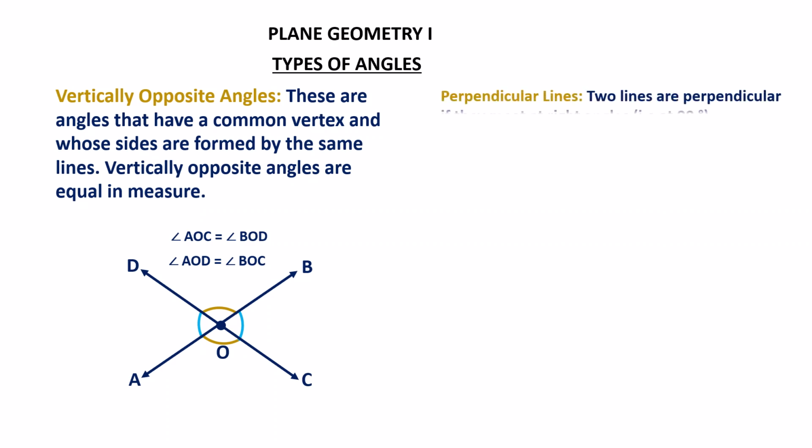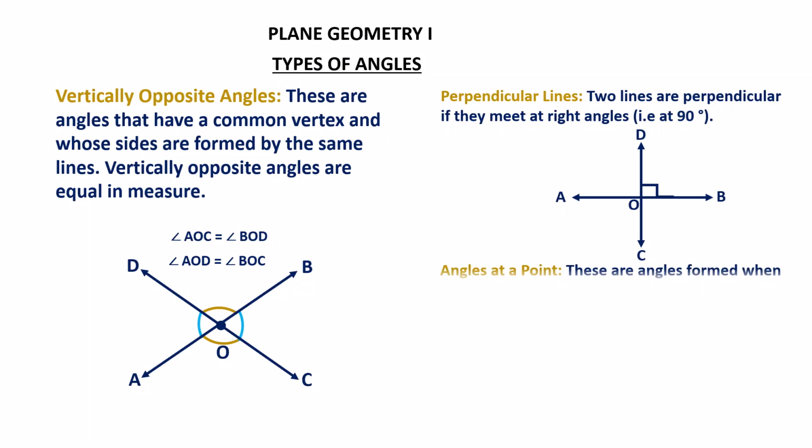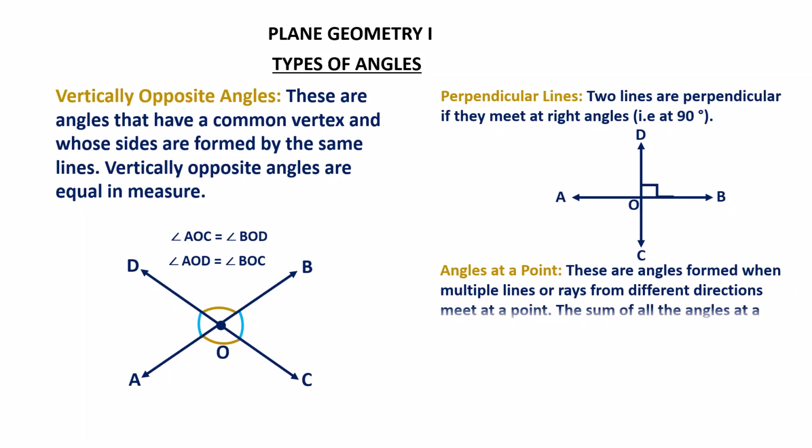Next up, let's consider perpendicular lines. These are lines that meet or intersect each other at 90 degrees, or right angles. So as you can see, the lines AB and CD are perpendicular because they meet at a right angle. Then also, angles at a point.